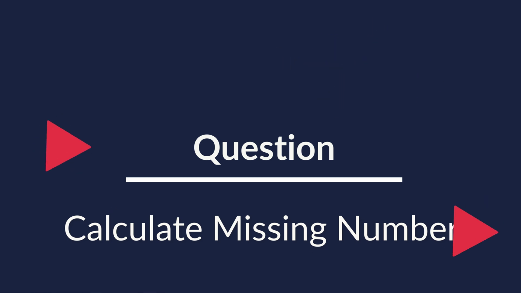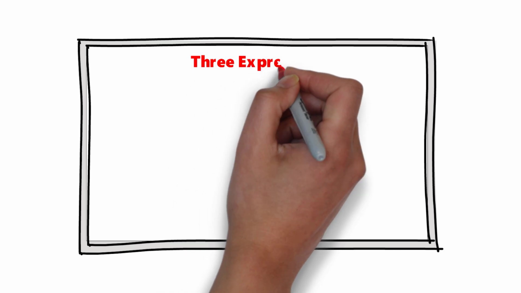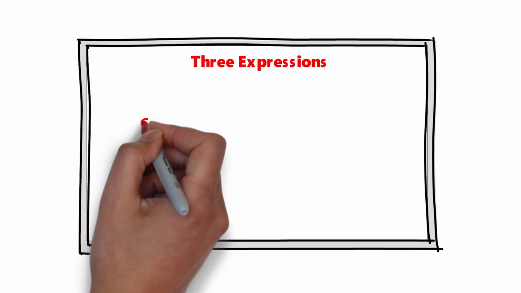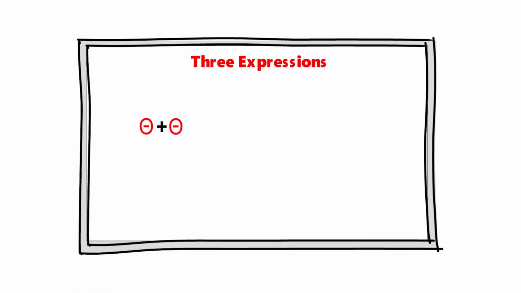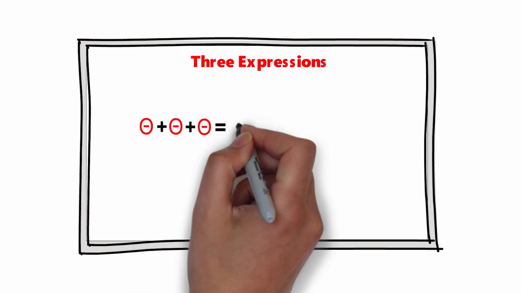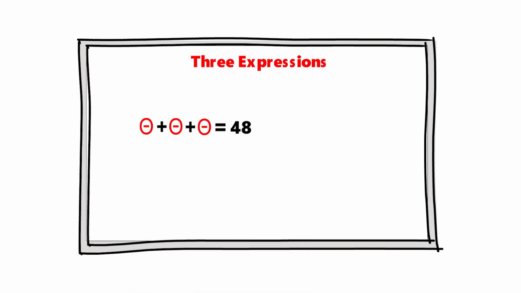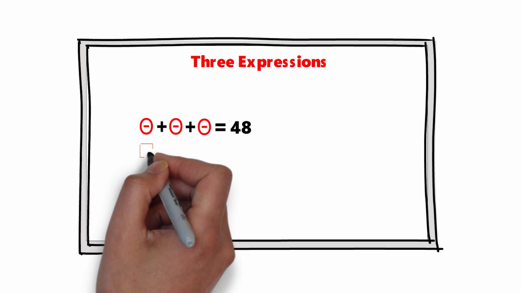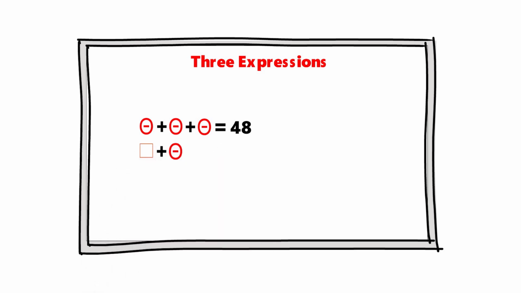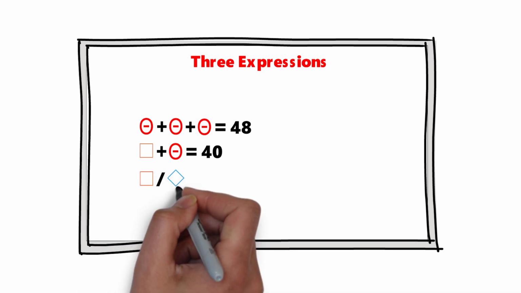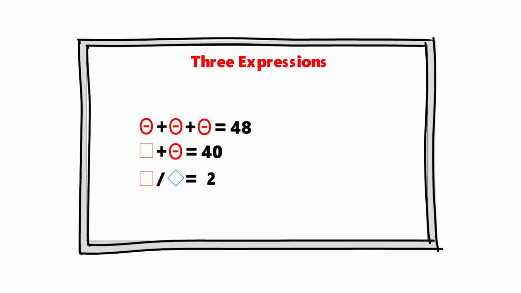Here's the cool question which is frequently used in a test. You're presented with 3 expressions. Circle with the dot inside plus another circle equals 48. In the second expression, you add square plus circle and the result equaled 40. And in the third expression, you divide square by the diamond and the result is equal to.